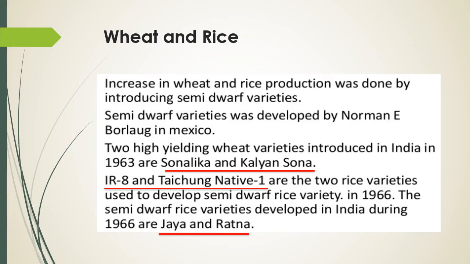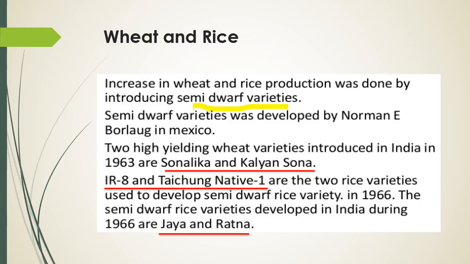If it is too tall, what is the disadvantage? If wind blows, it can fall down easily. And if it is too short, rodents, rats, mice, any of these can attack and eat all the grains that we have. So what is our best option? We are trying to have a semi-dwarf variety. So the increase in wheat and rice production is by using semi-dwarf varieties.